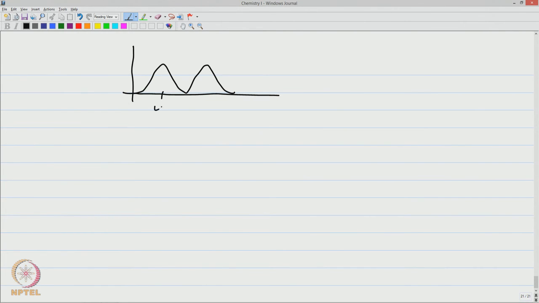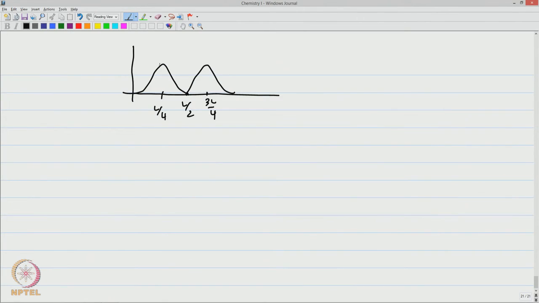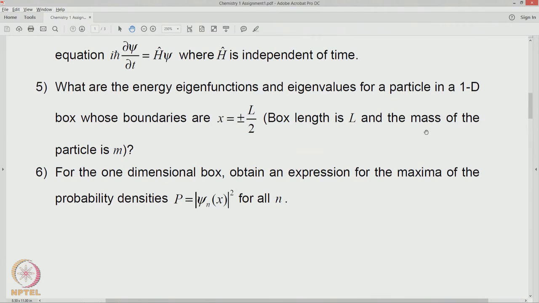And this point is L by 4, this is L by 2, and this point is 3 L by 4. So, now you can in principle write the general formula for the number of maxima and number of minima. L by 2 is a minimum, L by 4 and 3 L by 4 are maxima. So, this is just a simple way of differentiating the function to obtain maxima and minima in probabilities. Okay. Let us go to the next problem.